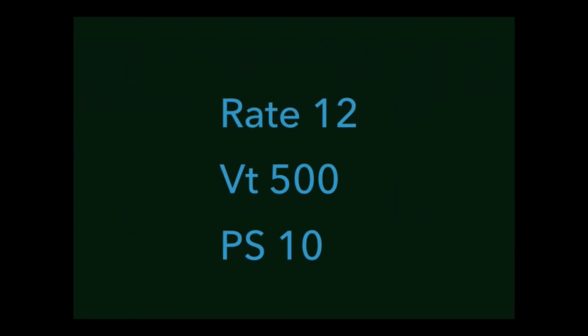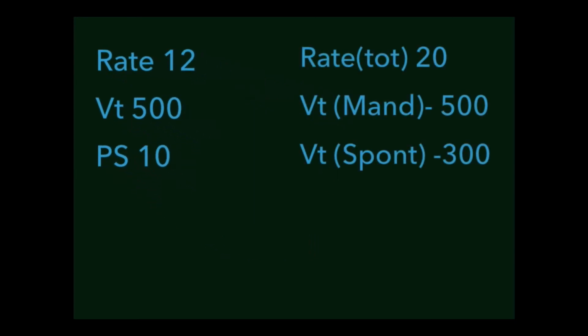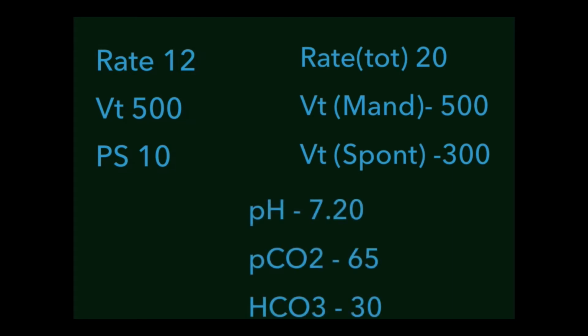So let's look at some vent settings and an ABG to test our understanding of this mode. Let's say I have the patient in SIMV mode with a rate set of 12, a tidal volume of 500, and a pressure support of 10, and this is what my patient's actually doing. They're actually breathing 20 times a minute. On those set breaths, they're getting that tidal volume of 500, but then on their spontaneous breaths, they're getting a tidal volume of 300. And I get this ABG.